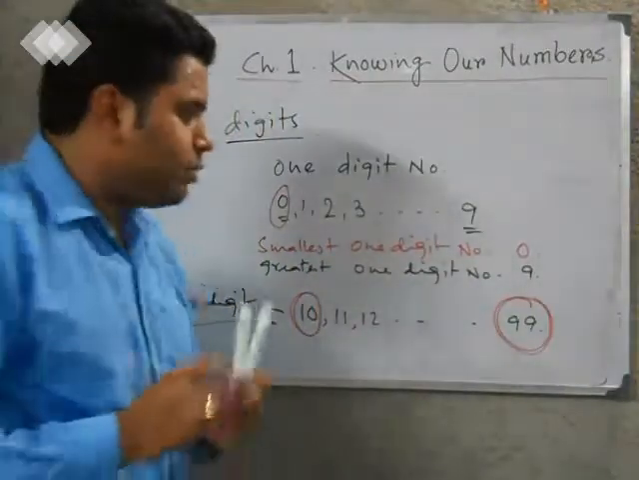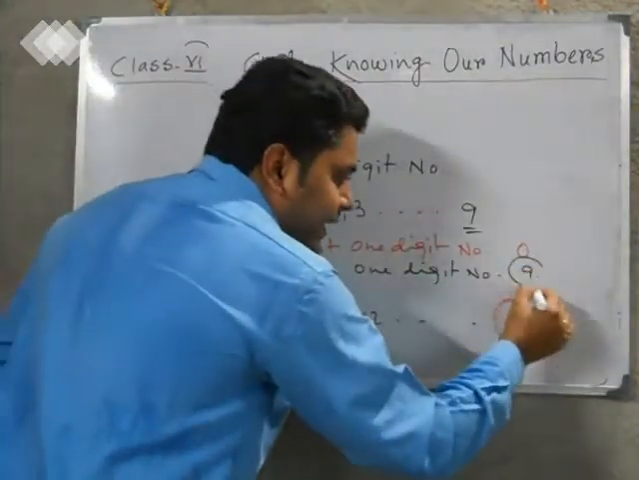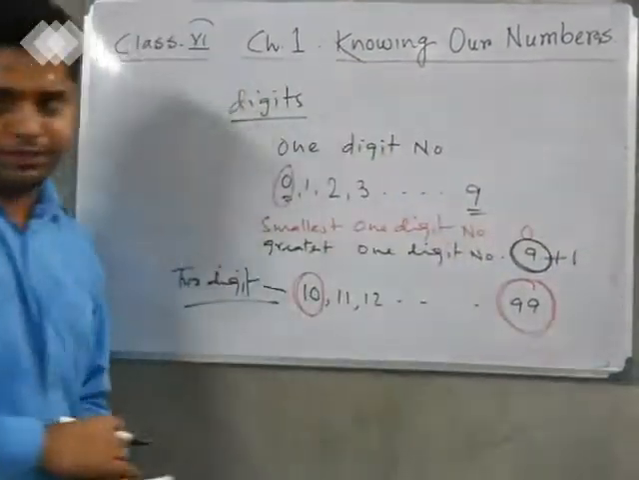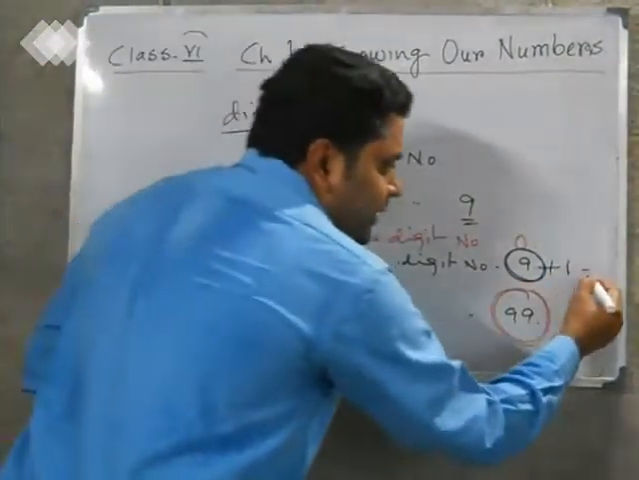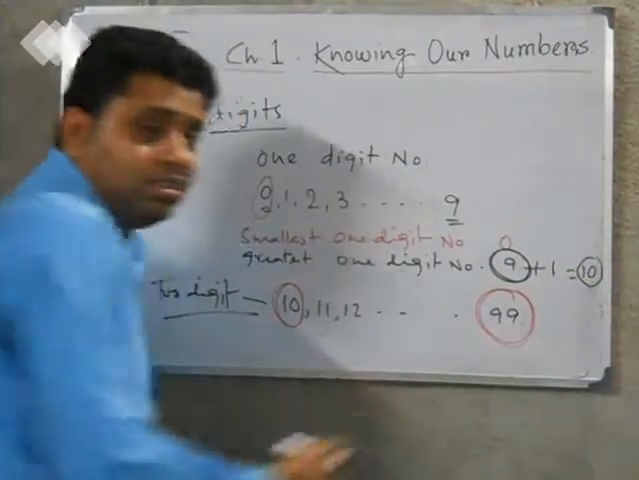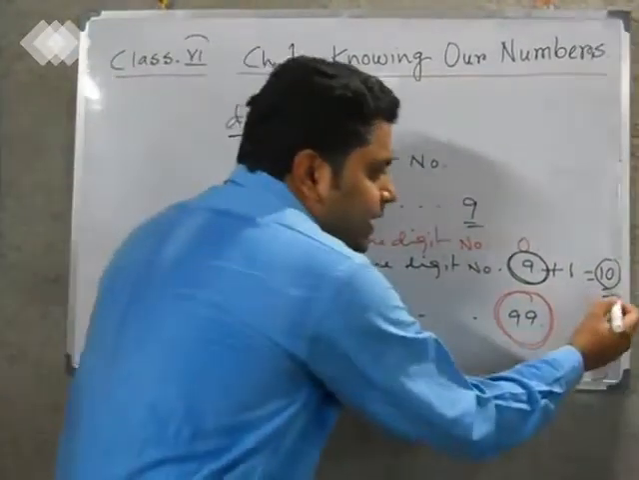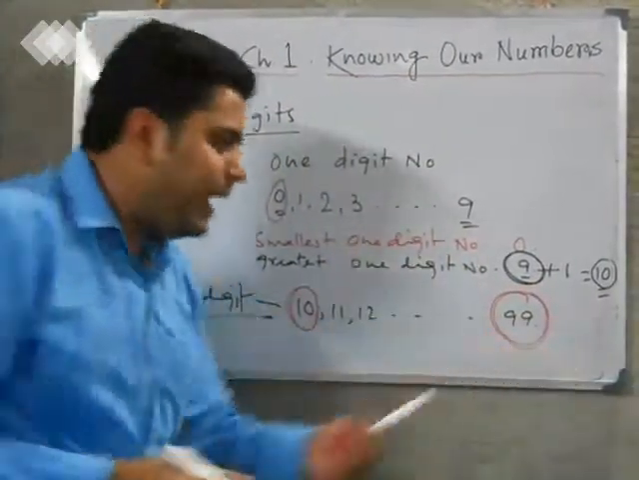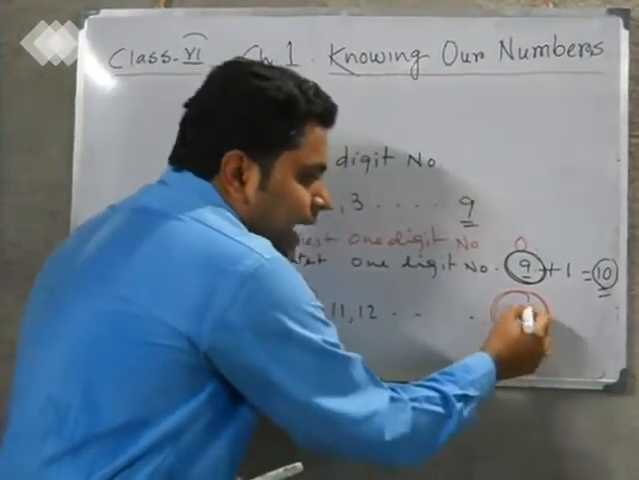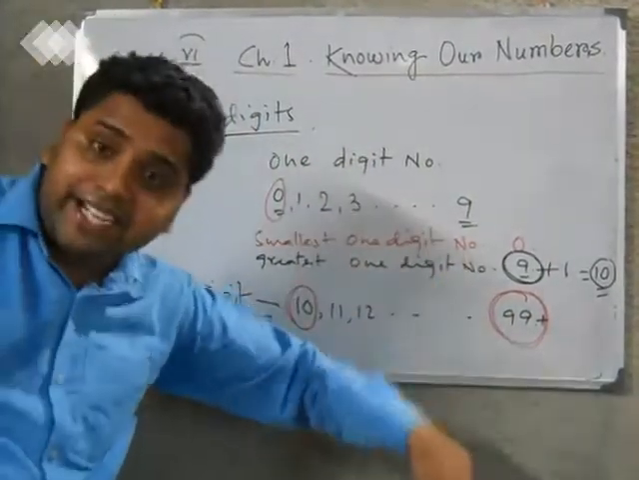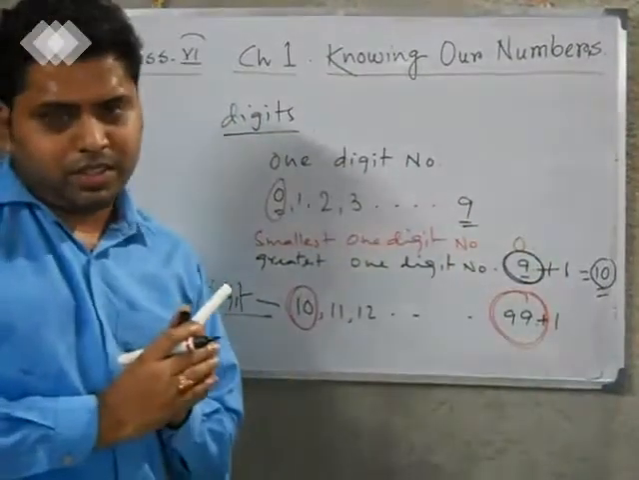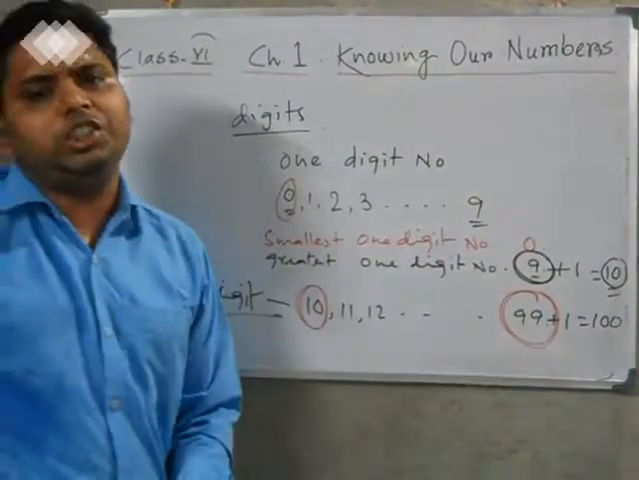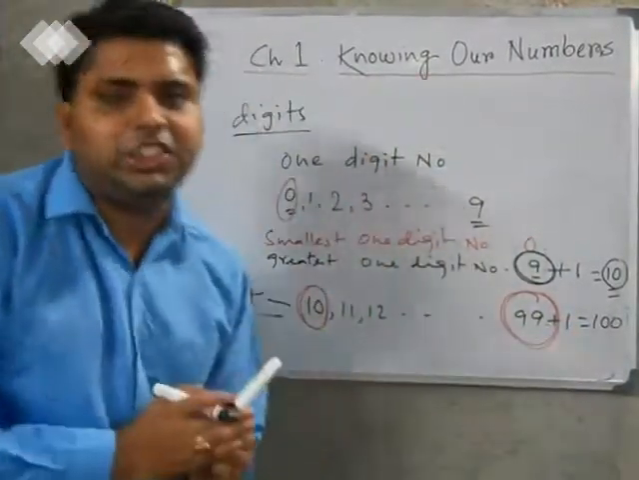Now observe one thing. This is the greatest one digit number, 9. If you add 1 with it, it will be 10. And it is a two-digit number. Not only that, it is the smallest two-digit number. Next, observe this. This is 99, the greatest two-digit number. Add 1 with it. What will come? 100. That is a 3-digit number. Not only that, this is actually the smallest 3-digit number.